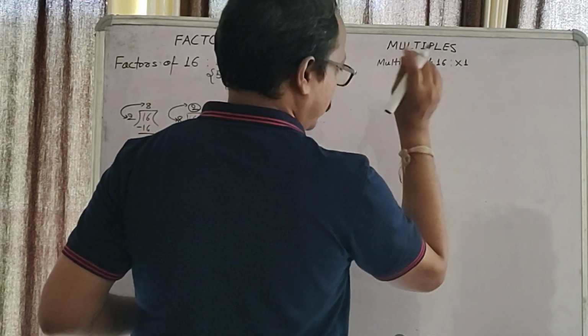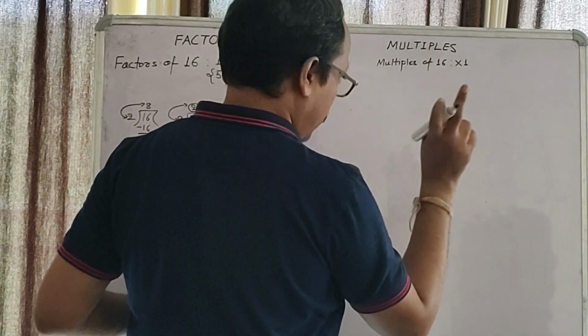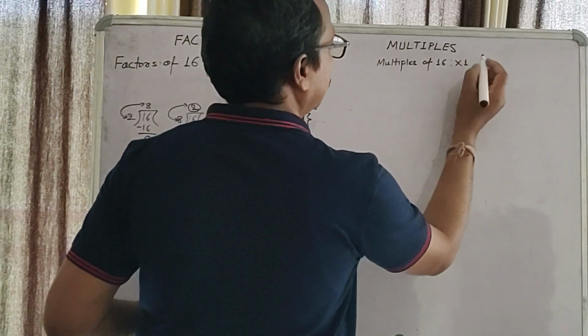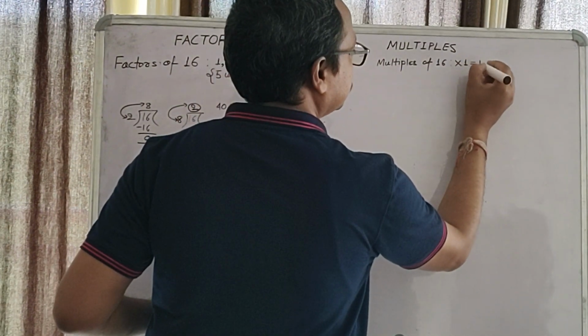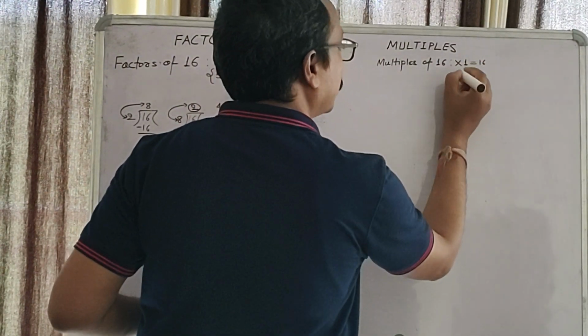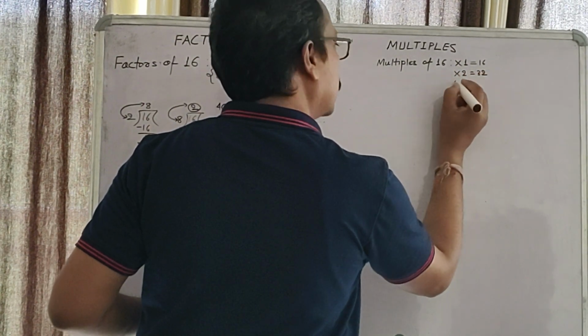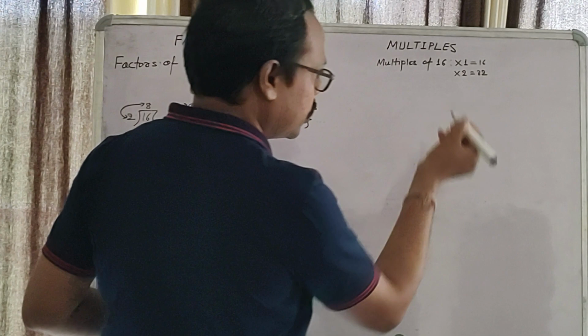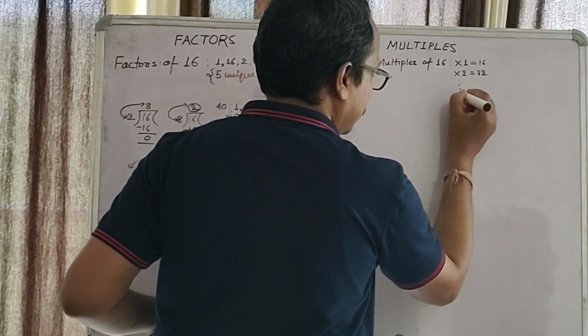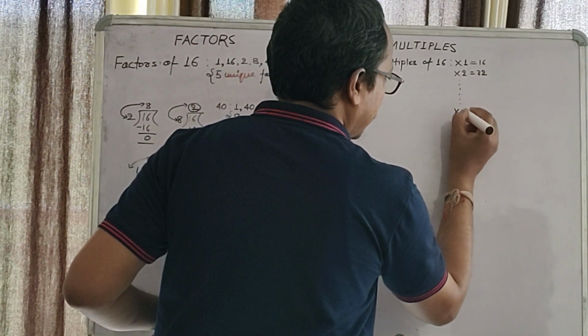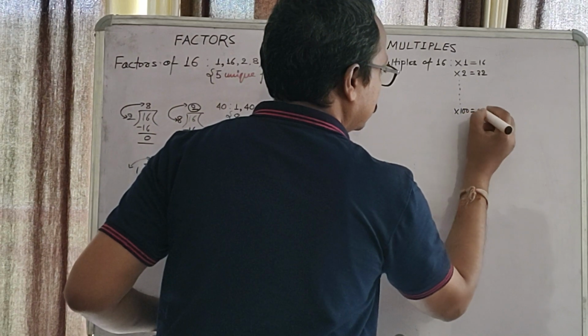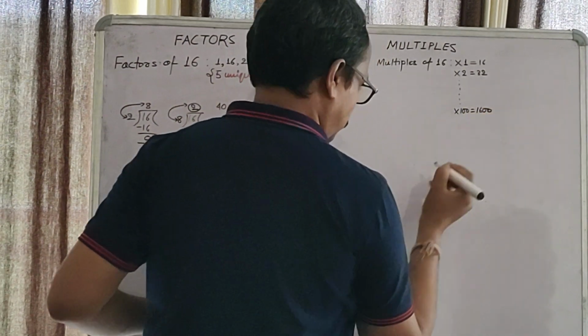By 1, sorry. We have to multiply 16 by 1. So first multiple is 16. What is the second multiple? We have to multiply it by 2. We will get 32. Third multiple, fourth multiple, fifth multiple, and so on. You will be able to get the 100th multiple by multiplying by 100. You will get some value, 1600.